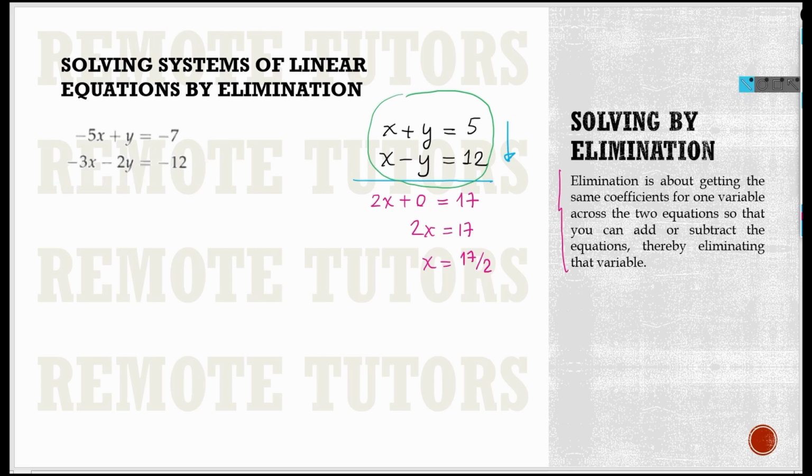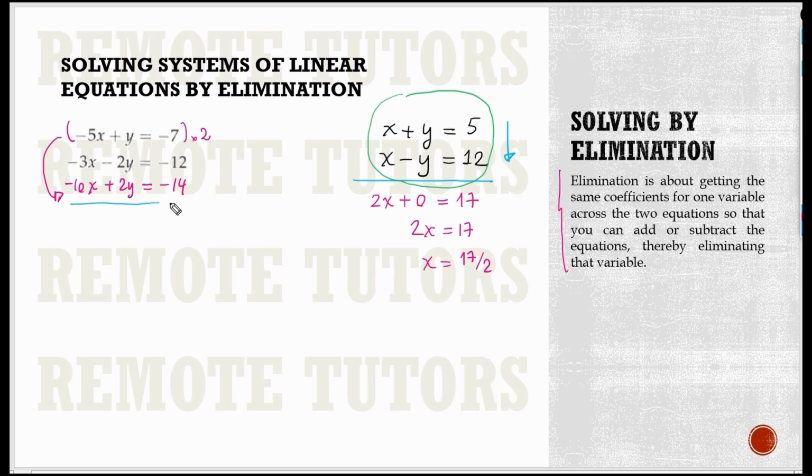So here we have minus 2y, and in the first one plus 1y. If I multiply the first one by 2, I'll multiply this one by 2, then I will get minus 10x plus 2y equals minus 14.